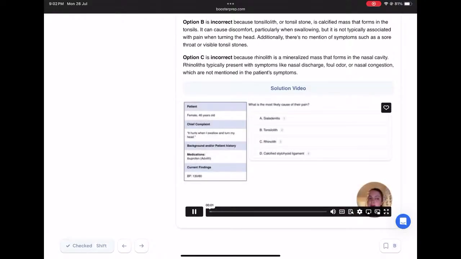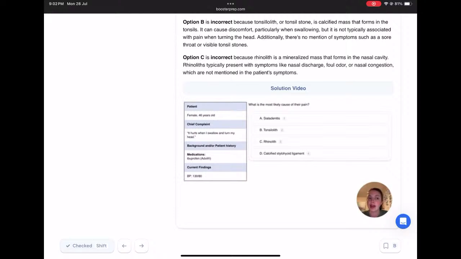We have a 46-year-old female who says, "It hurts when I swallow and turn my head." She's taking ibuprofen and her blood pressure is a little bit high, but is normal. And we're asked, what is the most likely cause of her pain? Now, the biggest and really only clue we're given here is the patient saying, "It hurts when I swallow and turn my head." But this is honestly the only clue we need to answer this question.